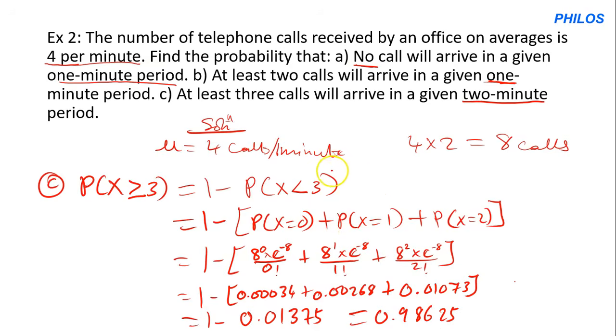Now in case the question asks you to find the variance, it is equal to the mean. Okay, so the variance is also 4. To find the standard deviation, it will be the square root of the variance, which is the square root of 4, and that will give you 2. So let's proceed to the next question.